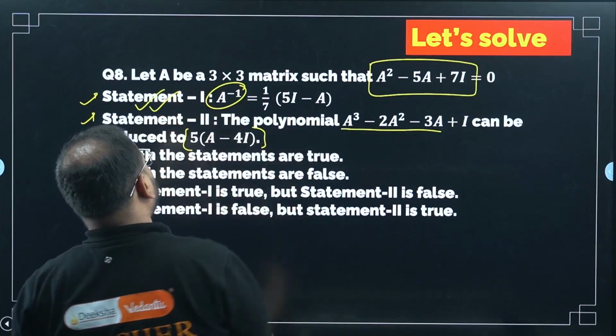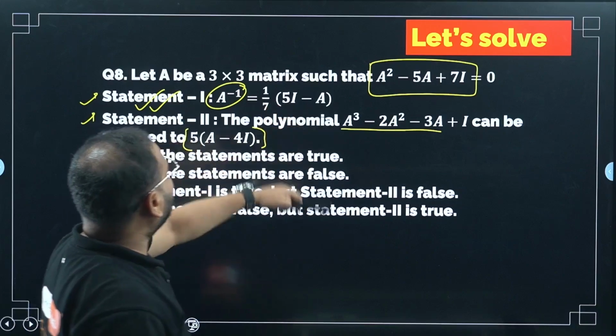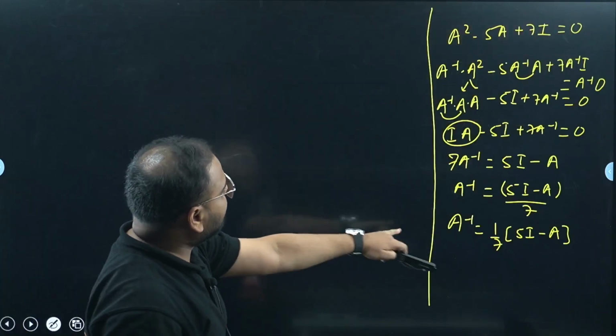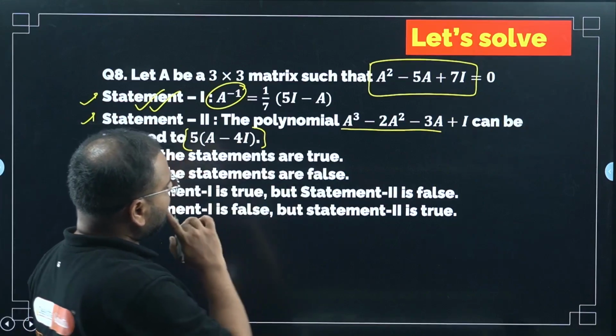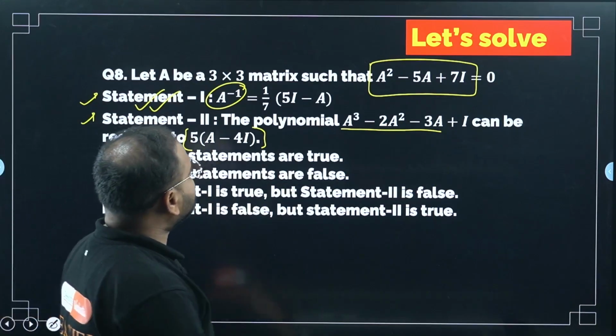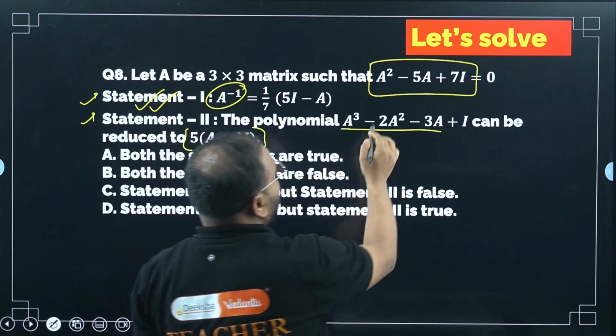Statement 1 is true. Okay, correct? I'm getting 1 by 7, 5I minus A. A inverse equals this. So the first one is true. Now there is no inverse in the second statement, but we have to use A square.